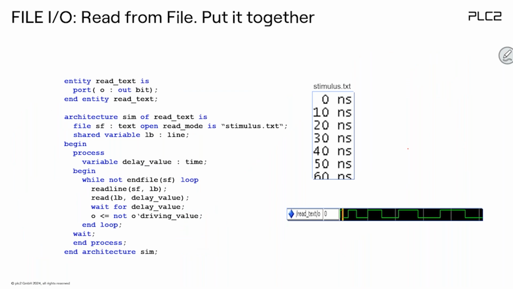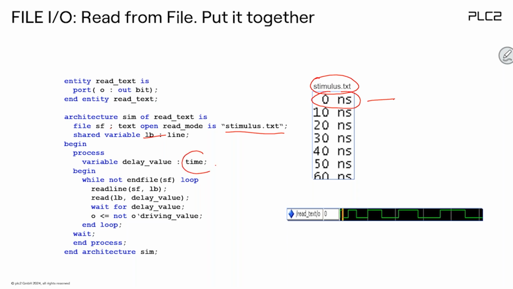That would be a file stimulus. It's just timing information, nothing else. So I use maybe a text editor to do it. So then the file is defined here. The line buff is defined here. Now I start. While not end of file. So this is a keyword, end file. While not end of file loop. Read. First, we read a complete line. Here we go. Now we read first delay value.